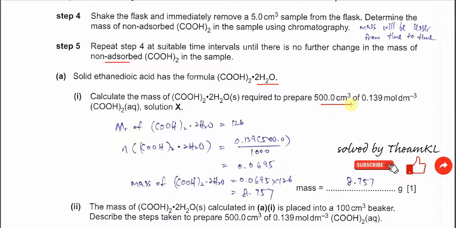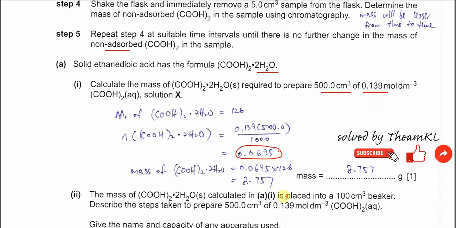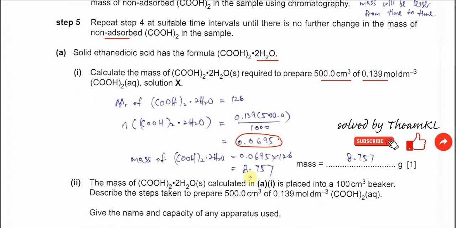So 500 cm³, 0.139 mol/dm³ over 1000. So you should get 0.0695 mol. Okay, this is the amount of the acid needed. Then the mass of the acid, therefore, is the mole times the molar mass. So you will get 8.757 g. Okay, so this is the mass that is needed.